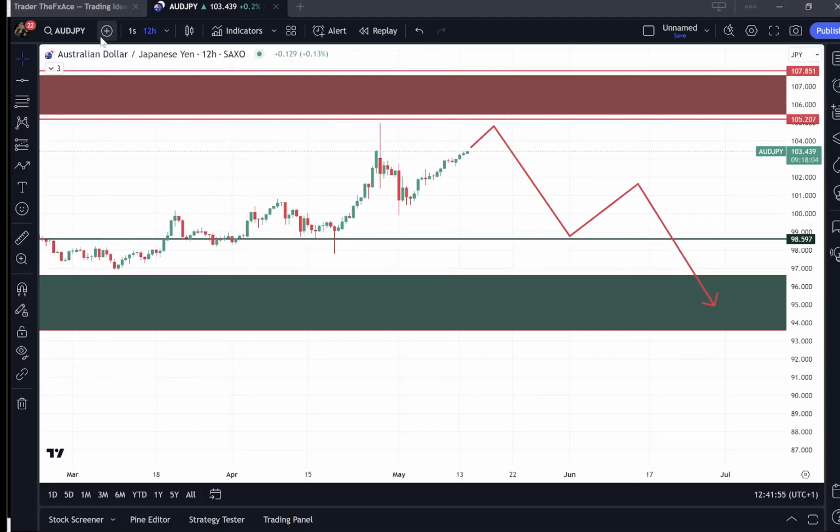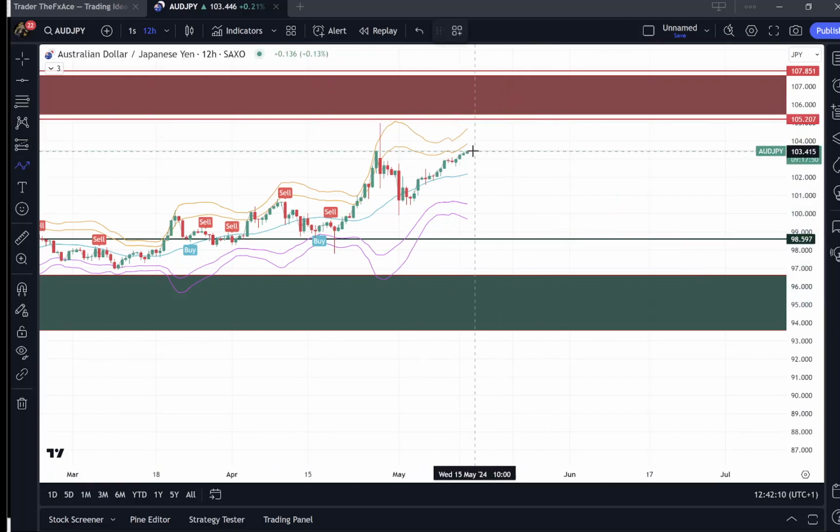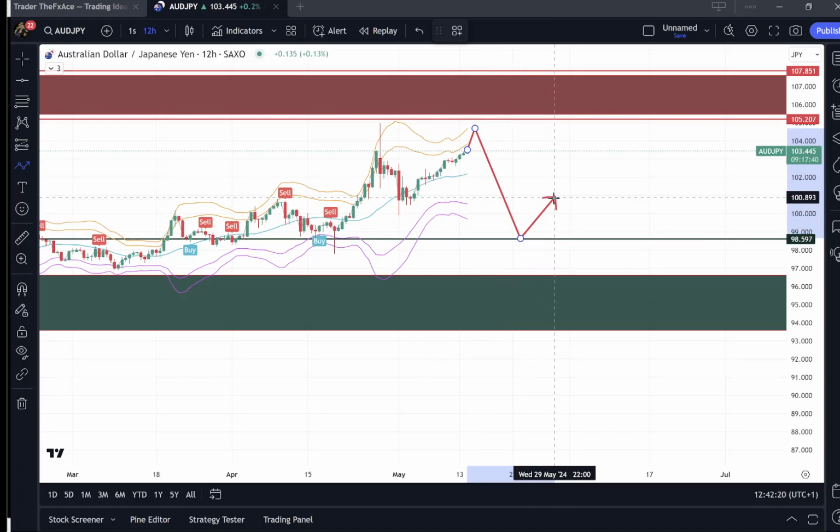So what I actually want to see here is, again, a move up, and then I'm going to be using my TRFX indicator, and I just want to see that pop up outside those bands again, then get a sell-off, and the target will be 98. Likely get a reaction there, and then a move down into this newly formed buy demand area, which starts at 96,500.